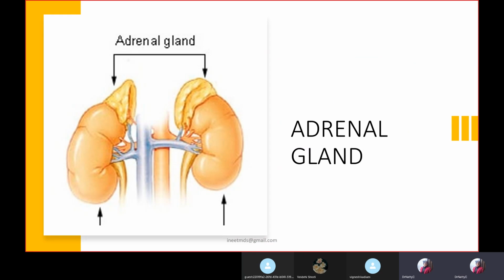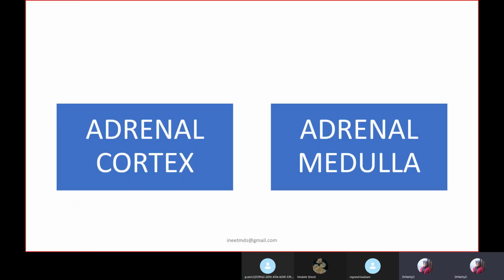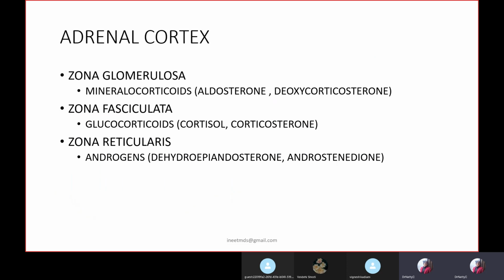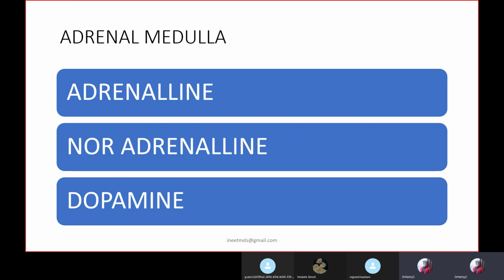Then you have the adrenal gland. The adrenal gland mainly has two parts, adrenal cortex and medulla. The adrenal cortex has three layers. It is very important. So you have zona glomerulosa, then zona fasciculata, zona reticularis. Glomerulosa secretes mineralocorticoids, which includes aldosterone. Zona fasciculata secretes glucocorticoids, which includes cortisol and corticosterone. Then zona reticularis, which is innermost, secretes androgens, which contain testosterone. The adrenal medulla, which is in the inner portion of the adrenal gland, secretes adrenaline, noradrenaline, and dopamine.